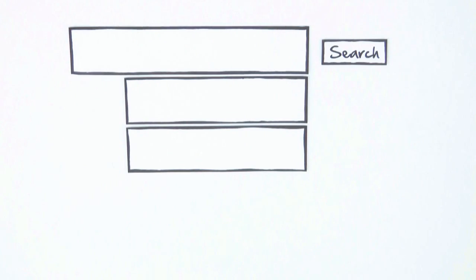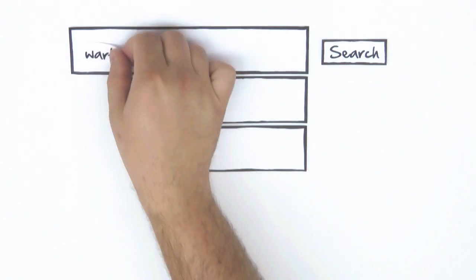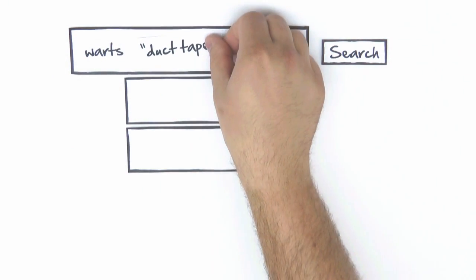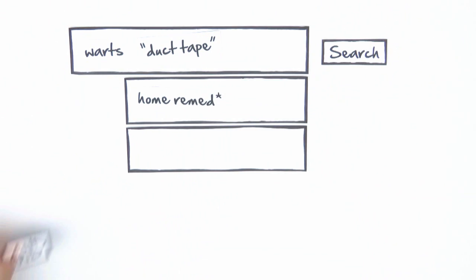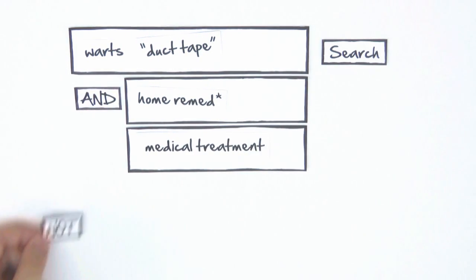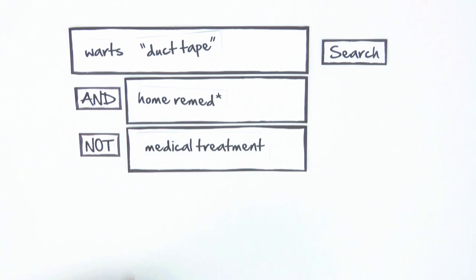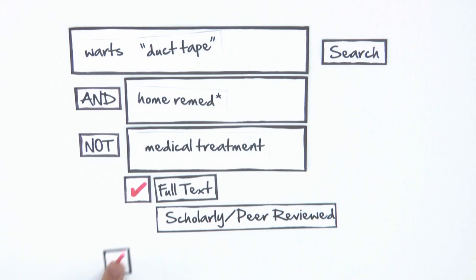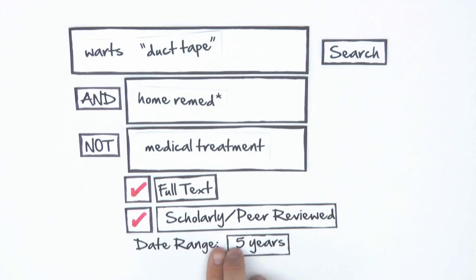Now that I've showed you some ways of searching databases, I'm going to create a search for my assignment. In the advanced search, my first terms are warts and duct tape. I'll use and on the second line with home remed asterisk. Then the not operator with medical treatment on the third line. I will include only full-text articles from scholarly and peer-reviewed publications from the last 5 years.